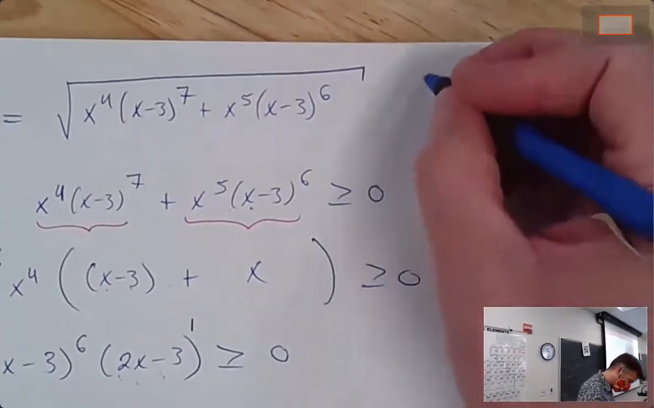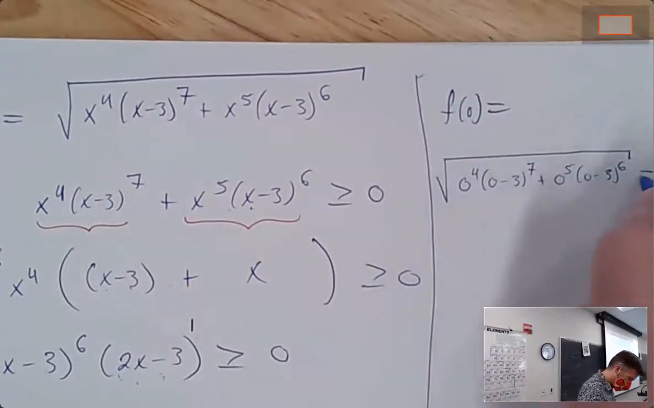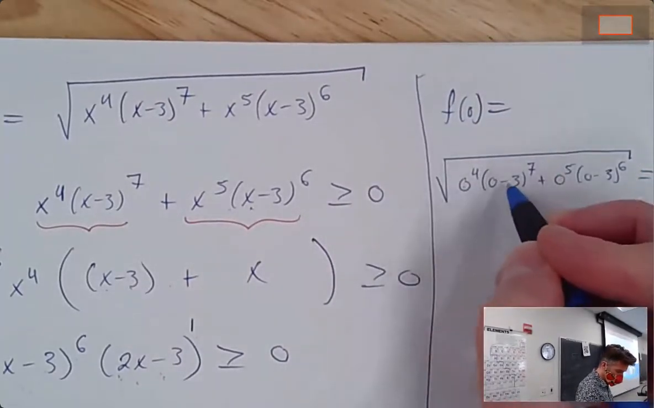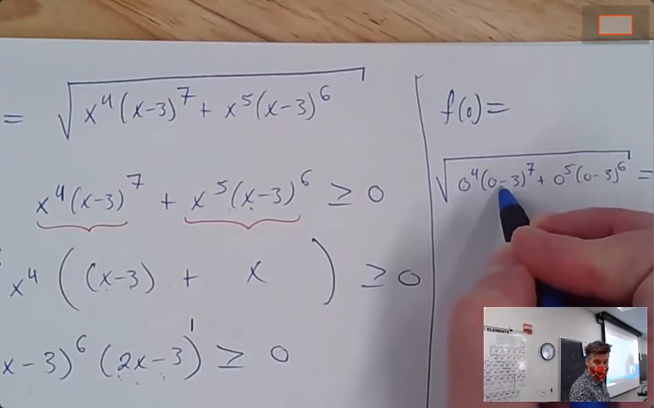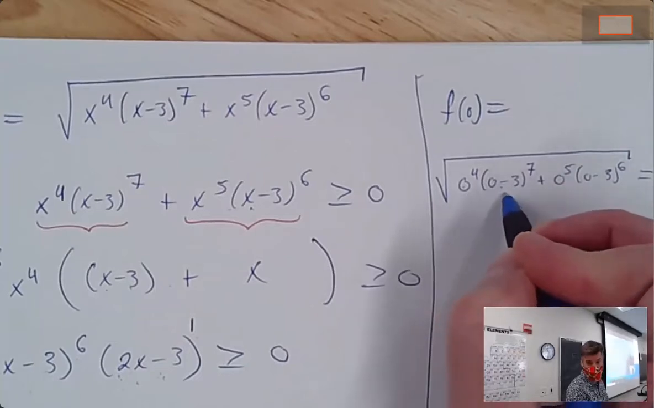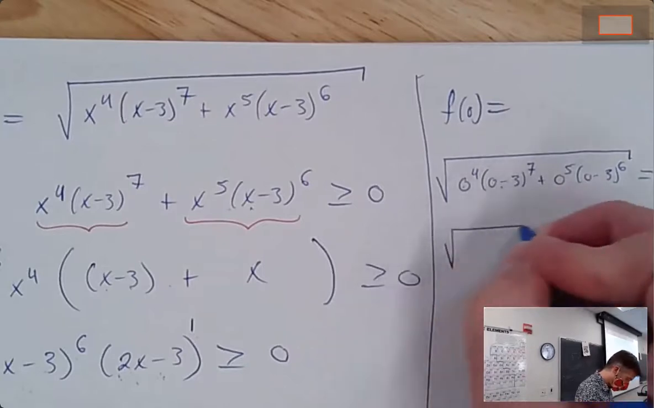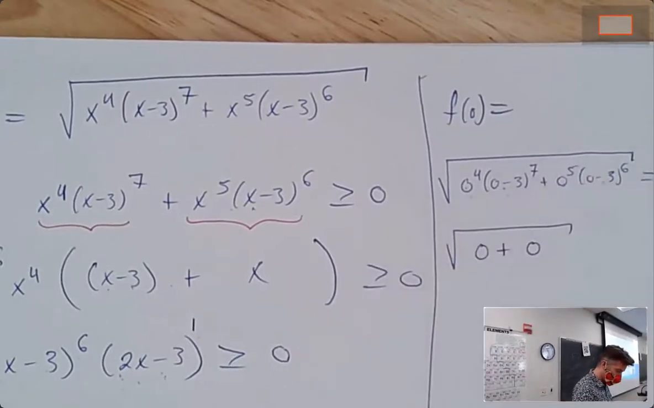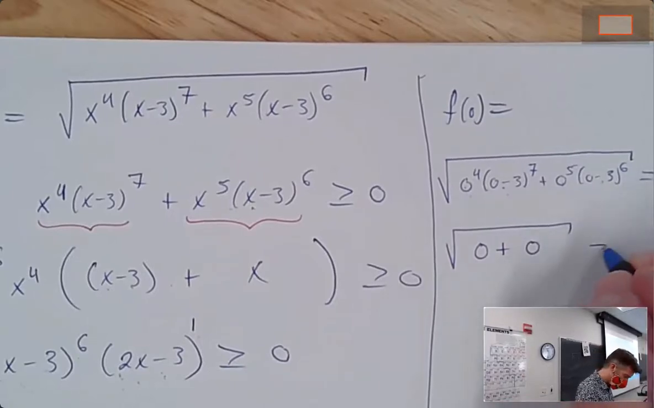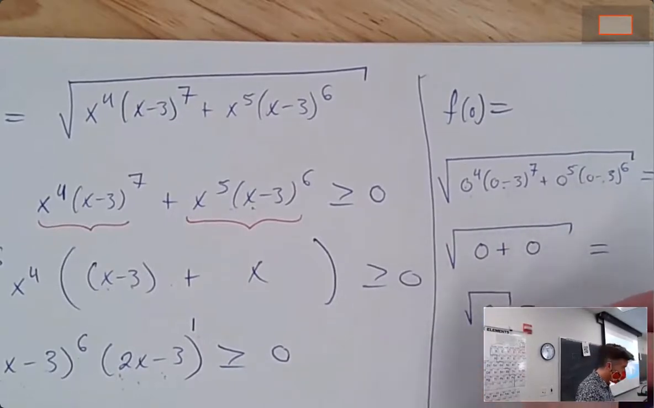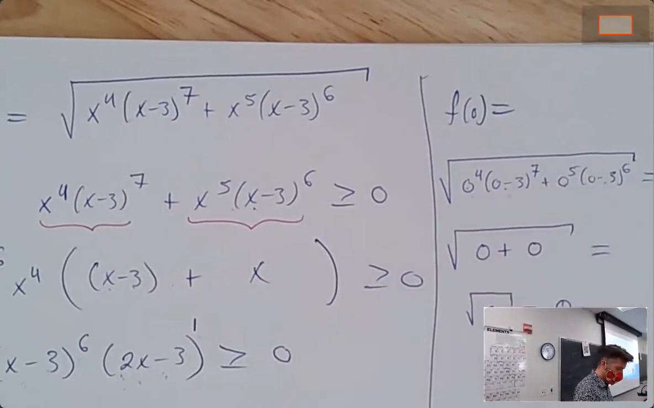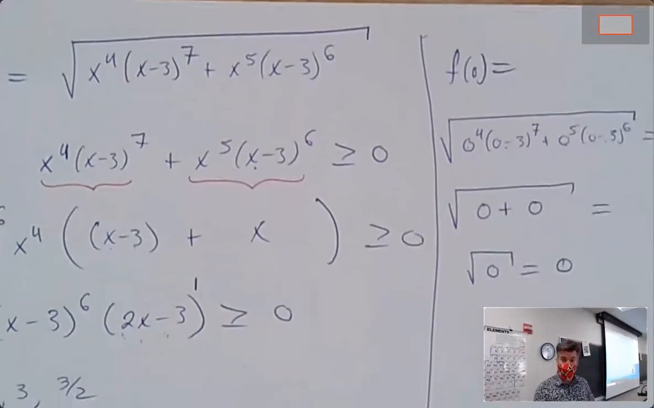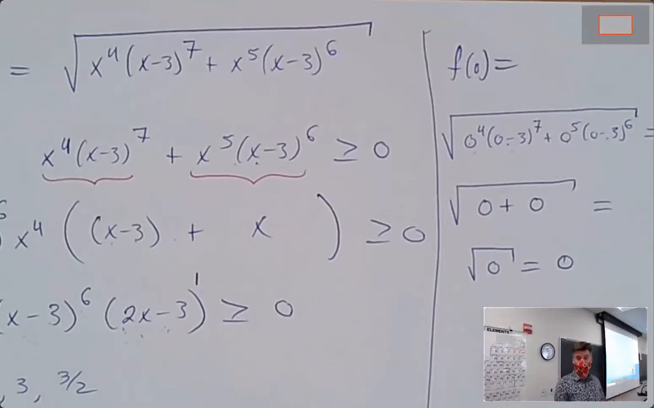And then that's going to equal, well, 0 to the 4th is 0. 0 minus 3 to the 7th I could calculate, except I know that 0 times anything is going to be 0. And the same thing is true here. 0 times anything is going to be 0. And 0 plus 0 is 0. And what's the square root of 0? Good old 0. So that's why 0 works in the domain here, because we can plug in 0 to the function and get a real number as a result.